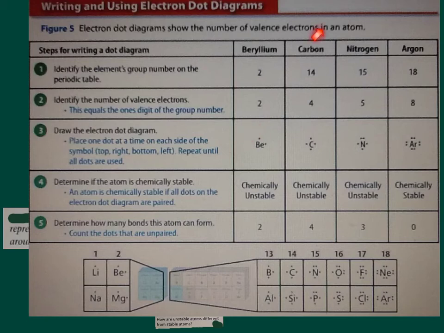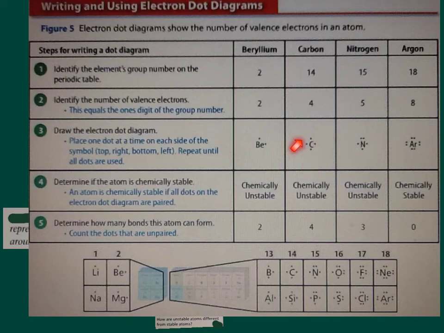When you take a look at carbon, which is right there, you identify the group number. Carbon's group number was 14. However, are we looking at 14 valence electrons? The answer would be no, because you're looking at the single digit, which would be the 4. The right side number in that group is the number you're looking for your valence electrons. So in this case, valence electrons is 4. We're going to start putting the 4 around the symbol. So you have one on the top, one on the right, one on the bottom, one on the left.